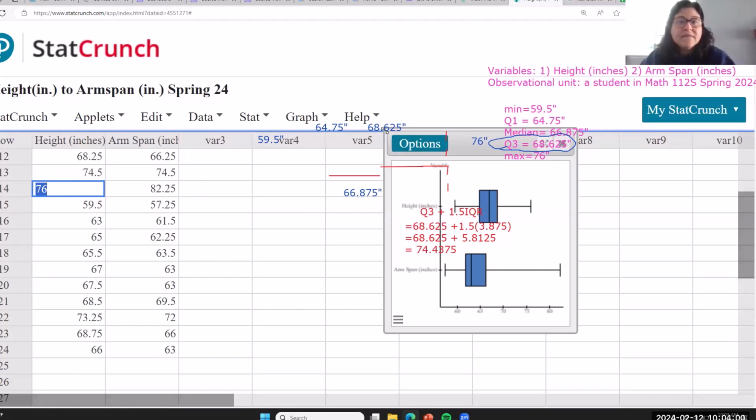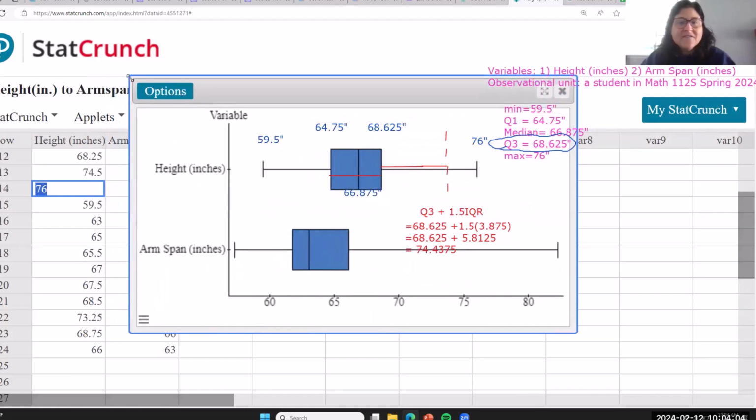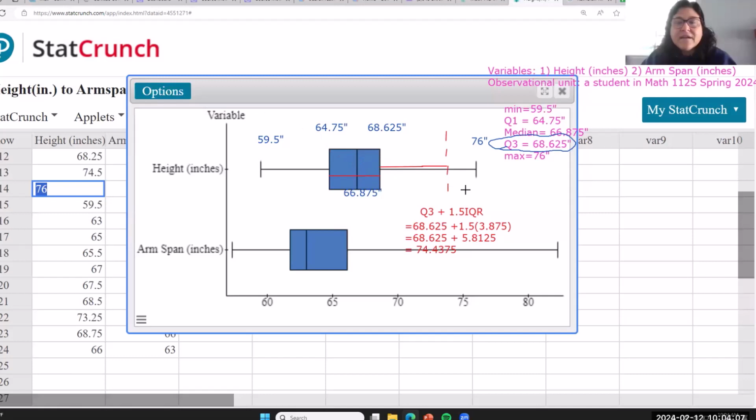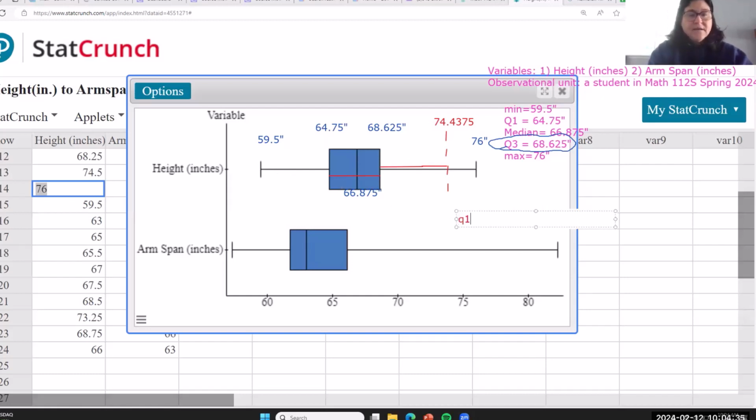Okay. Then we also want to look the other way. Oh, now my graph's all messed up, but that's okay. We also want to look the other way and take that same distance the other direction. So I'm going to mark this. This is 74.4375. But we also have to look the other way. So I'm going to work with Q1 and then subtract. So we're going to get lower. So Q1, and then take away 1.5 IQRs. So that's going to be Q1 is 64.75.